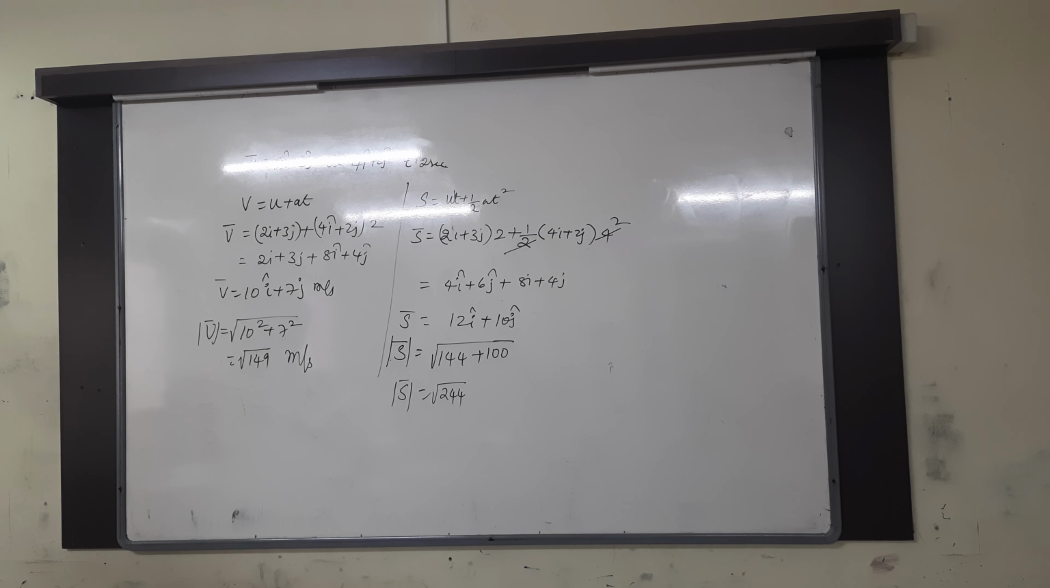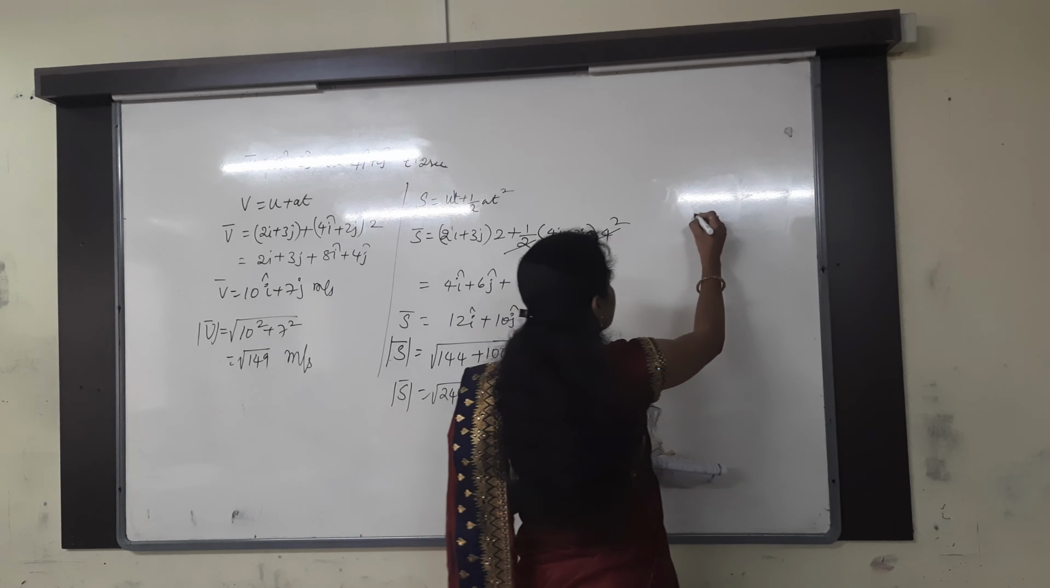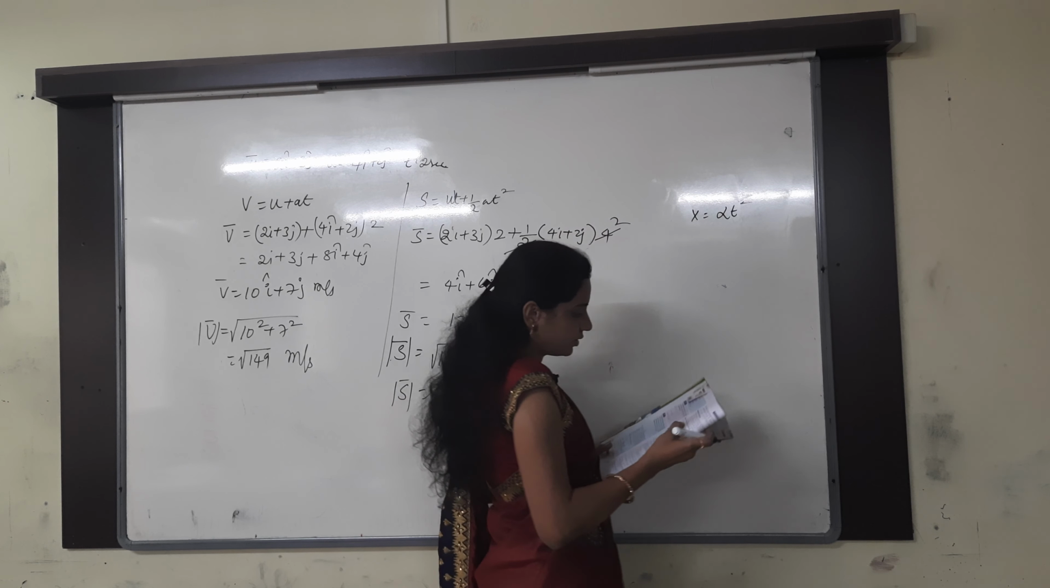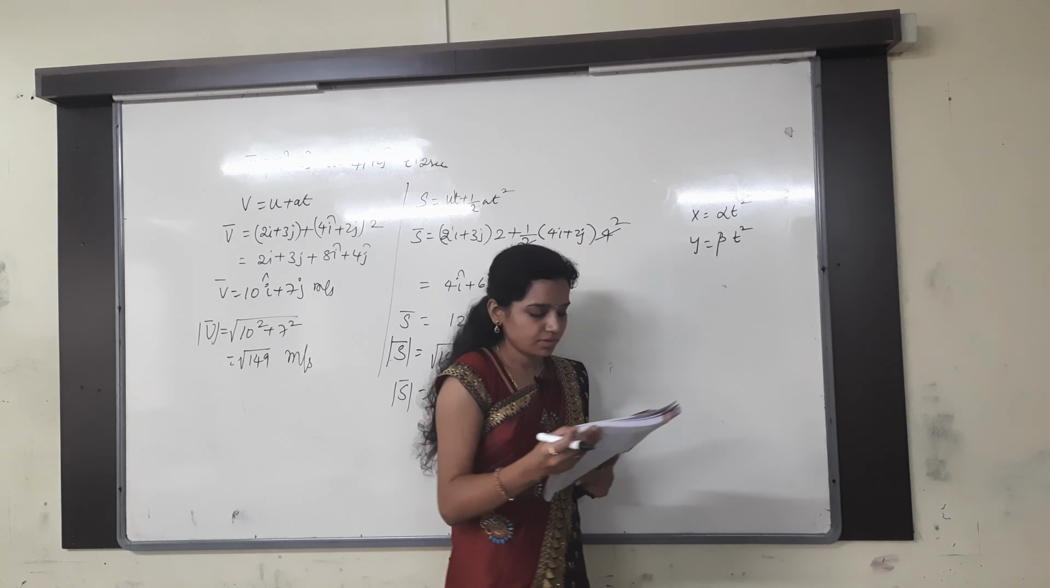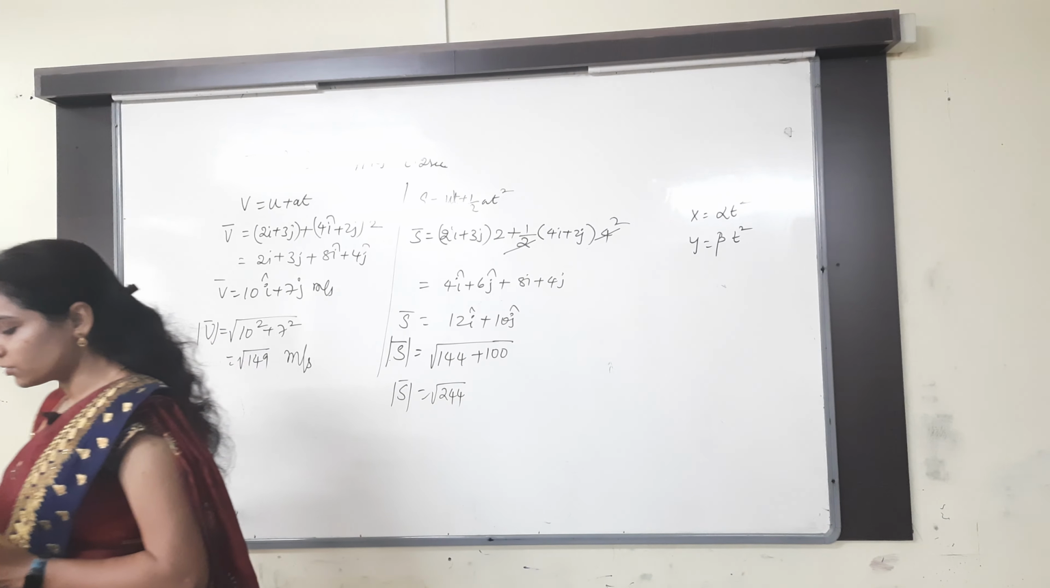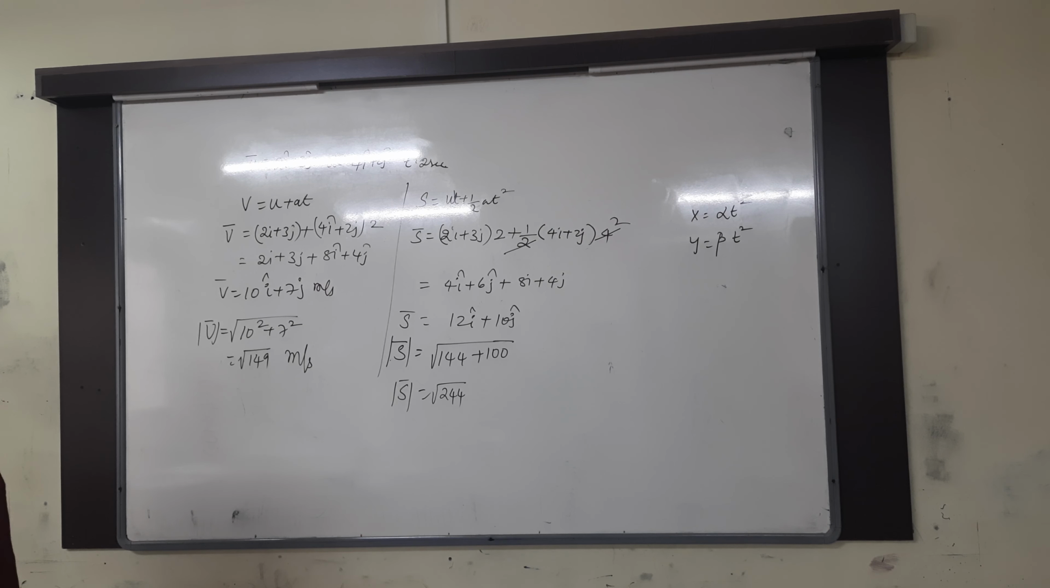Next, one more problem. The coordinates of a body moving in a plane at any instant of time t are x is equal to alpha t square and y is equal to beta t square. x is equal to alpha t square and y is equal to beta t square. Then find the speed of the body.